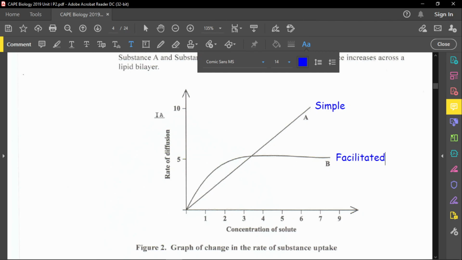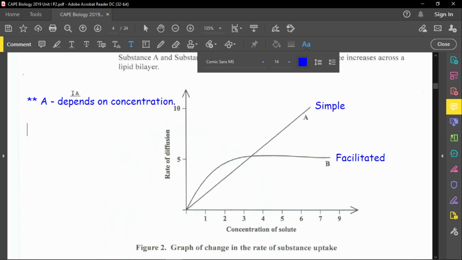All right. And so what I want to make a note right here is that for A, which is the simple diffusion, when I'm talking about graph A, it depends upon the concentration. So the rate depends on concentration of the solute or the substance.